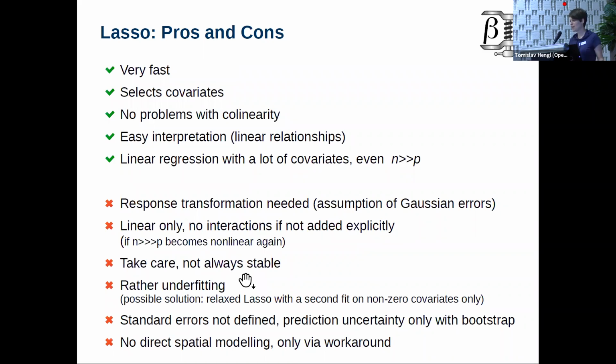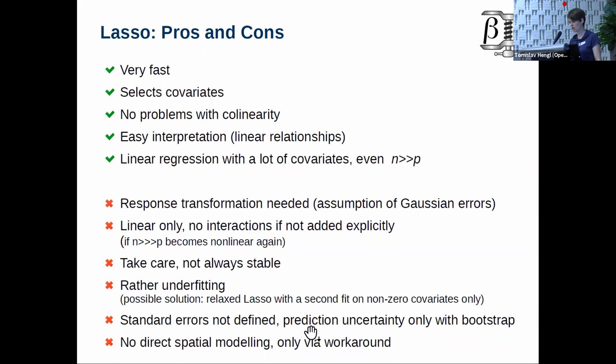And from my point of view, it sometimes resulted in weird model fits. I couldn't find what was actually wrong with my data when I got the results. So one has to take a closer look at whether the fit was really working properly. And I think it's rather underfitting. So it remains a linear model. It's usually removing a lot of covariates, and so maybe it does not really find all the complexity in the relationships in your data. And the standard errors are not defined.